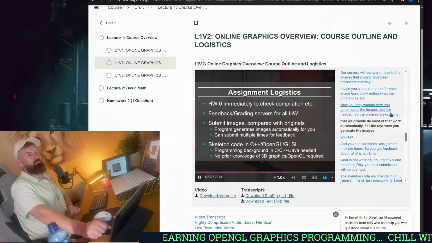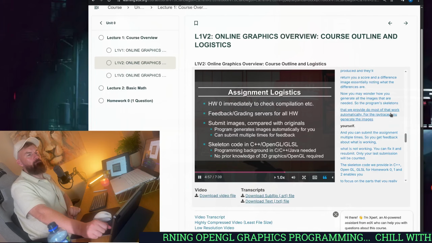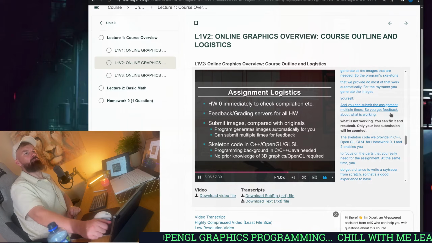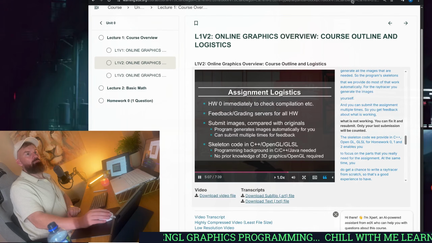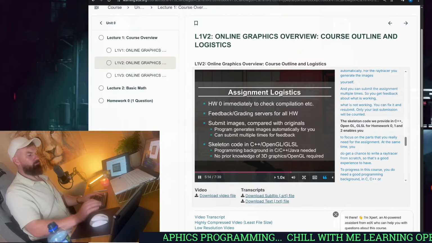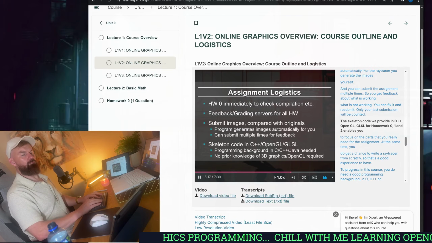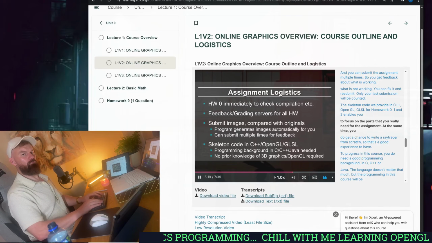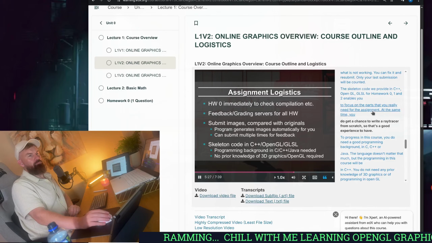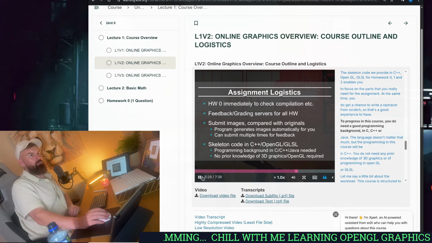For the ray tracer, you generate the images yourself. And you can submit the assignment multiple times, so you get feedback about what is working, what is not working. You can fix it and resubmit. Only your last submission will be counted. The skeleton code we provide in C++, OpenGL, GLSL for homework 0, 1, and 2 enables you to focus on the parts that you really need for the assignment. At the same time, you do get the chance to write a ray tracer from scratch, so that's a good experience to have.